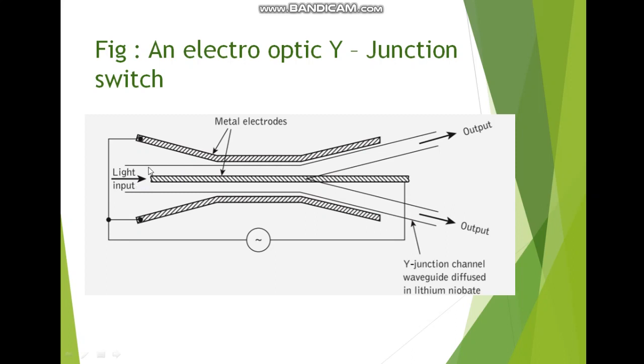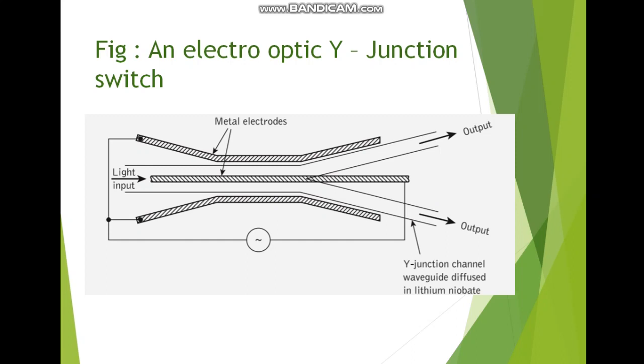So this is my light input, this is my optical fiber, these are my metal electrodes which are placed. Okay, biasing is provided, and this is my Y junction channel waveguide diffused in lithium niobate, and this is my output. So electrodes are placed. So it is an electro-optic active switch.